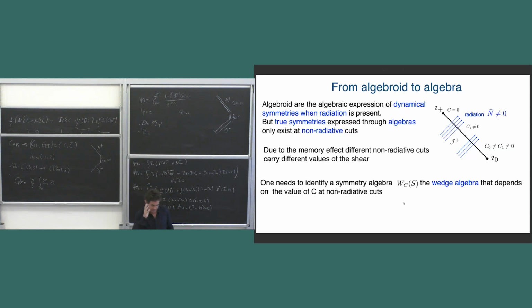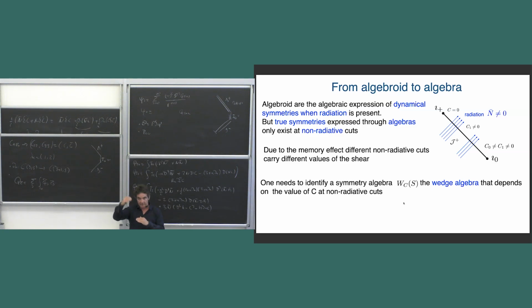Just a bit of philosophy: why do we have an algebroid and not an algebra? We're talking about radiative phase space. When you have no radiation, you naturally have a symmetry algebra. When radiation comes, your symmetry algebra transits from one state to another. It changes the parameters, like the structure constants of your symmetry algebra.